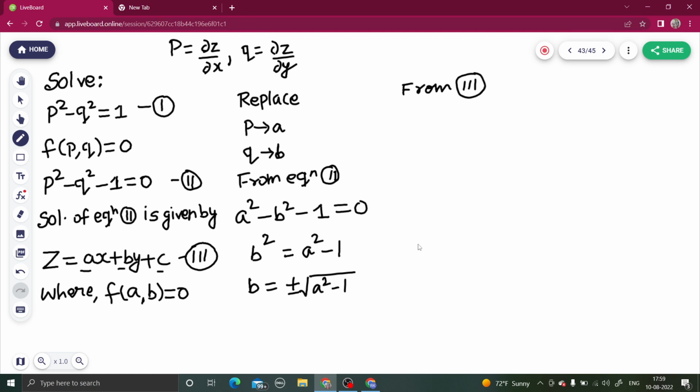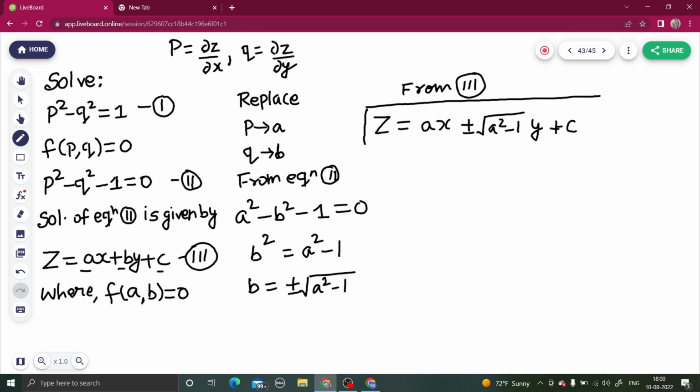So from equation number 3, now if I want to rewrite the solution, I can rewrite that as Z equals to AX plus, instead of B, I will write plus minus under root A square minus 1, times Y plus C. So this is your final answer. It's easy, I think, because just two or three steps were there. First was to get function of P comma Q. Second was to write the solution. Third was to get a function F of A comma B. And just one thing is there. Write either A in terms of B or B in terms of A.